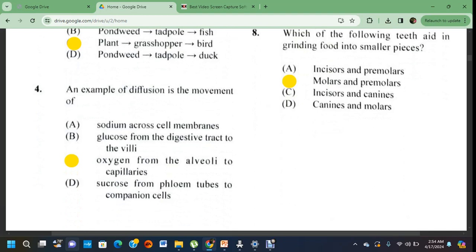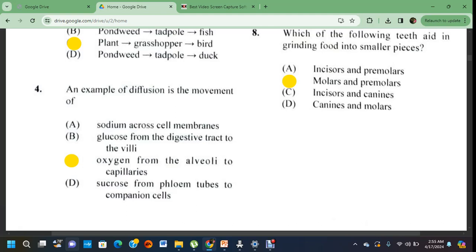An example of diffusion is the movement of, the correct answer is oxygen from the alveoli to the capillaries. Now, diffusion normally speaks about the movement of gas. For example, if we're talking about osmosis, then we're talking about the movement of liquid, right? So option A, sodium across cell membrane, that's not correct. Glucose from digestive tract to villi, that's not correct. And D, sucrose, that one is not correct. So oxygen from the alveoli to the capillaries. And of course, in terms of diffusion, it has to do with high concentration and low concentration.